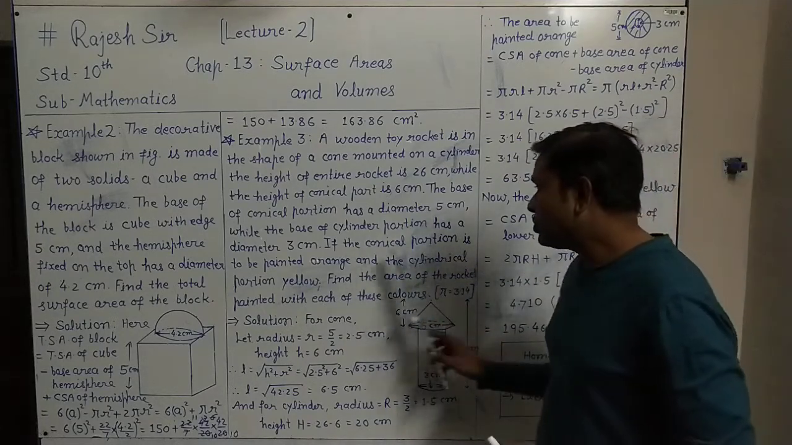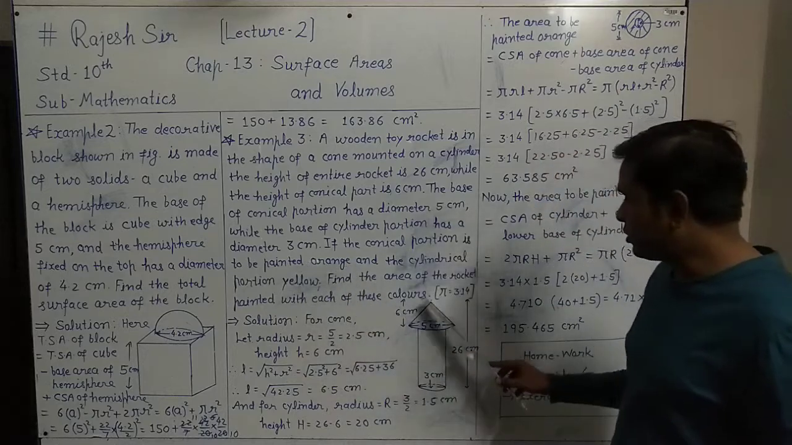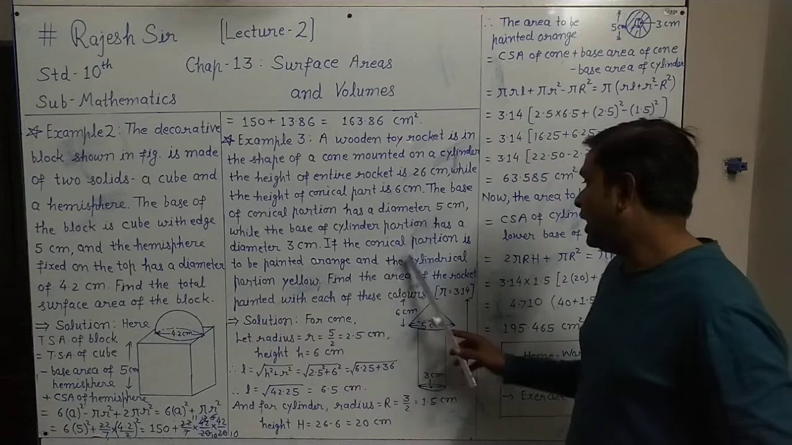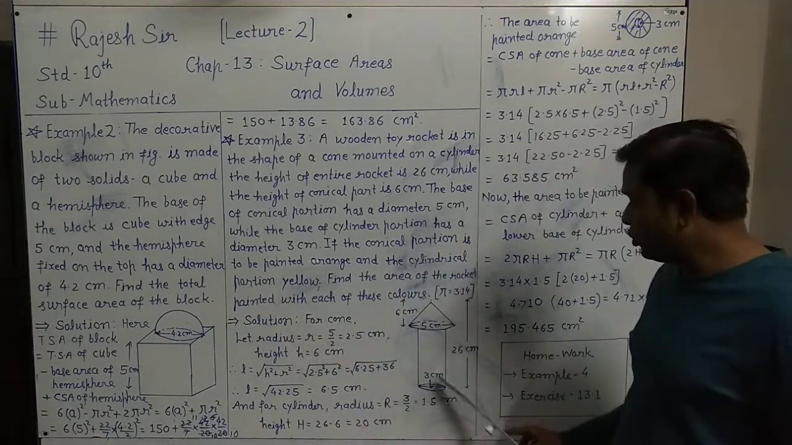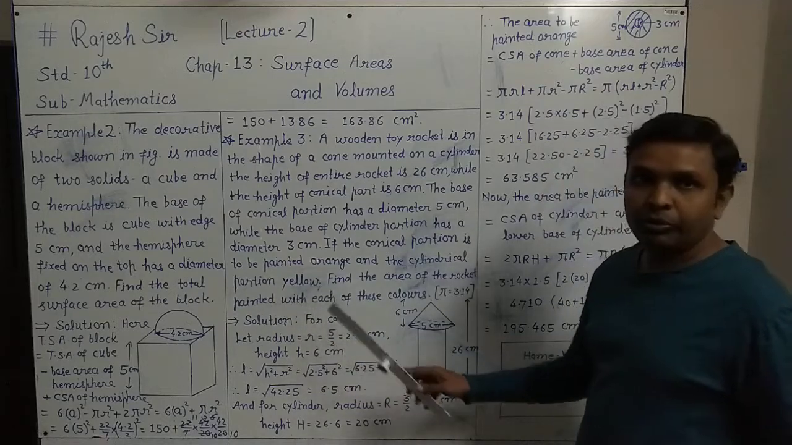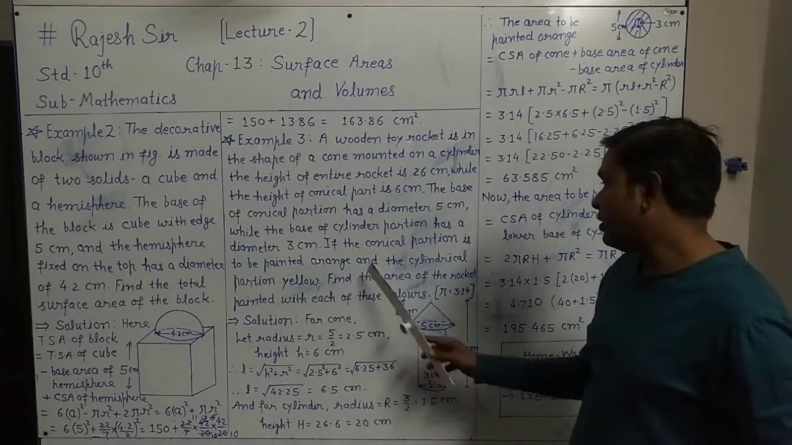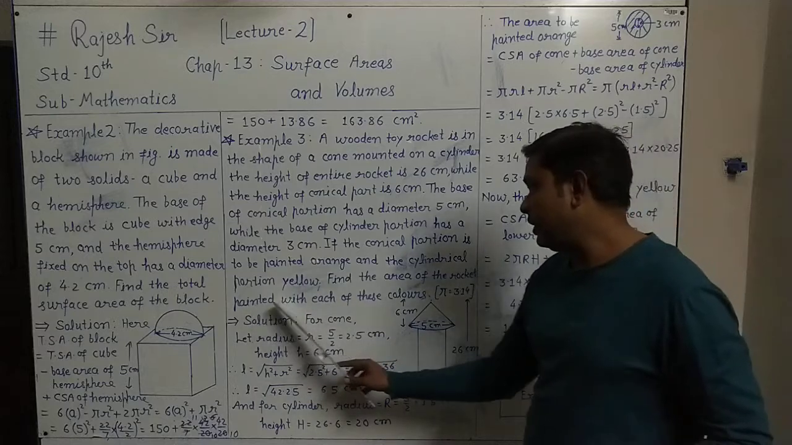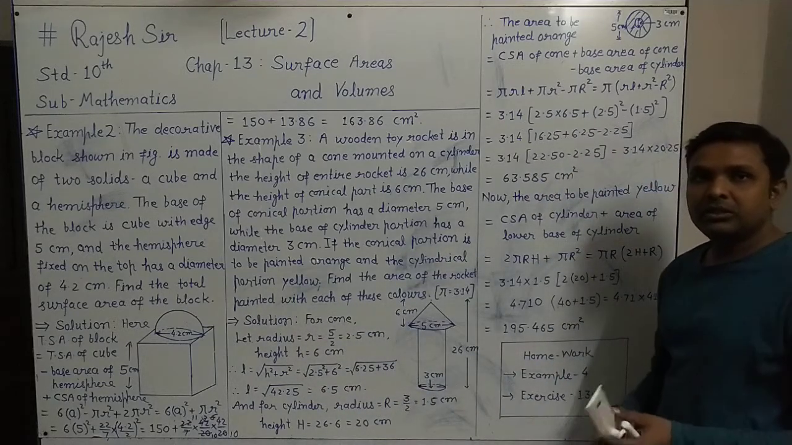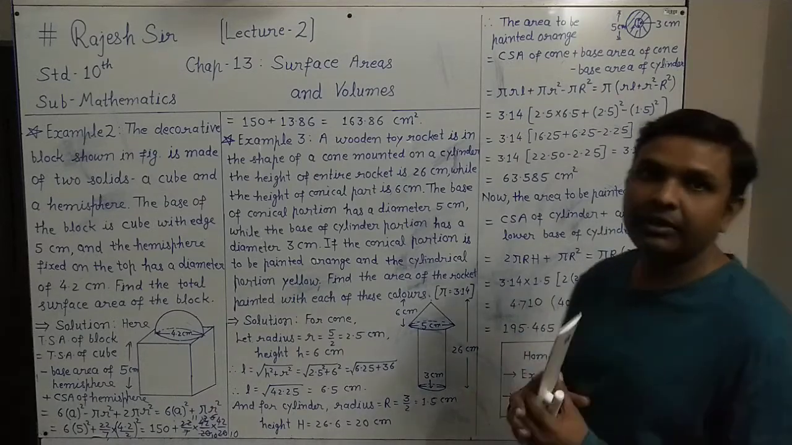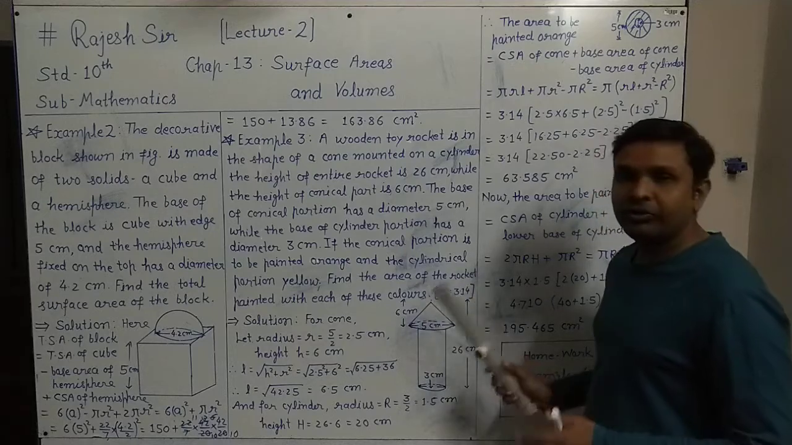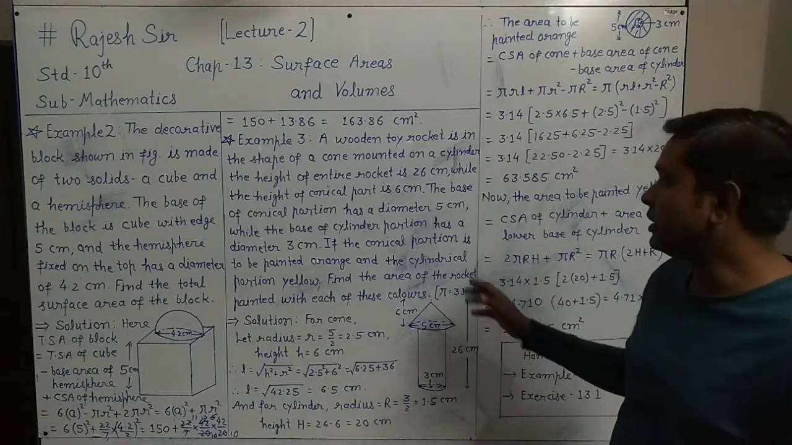If the conical portion is to be painted orange, this conical portion we want to paint in orange color, and the cylindrical portion, this remaining lower portion, is yellow. We want to paint it yellow. Find the area of the rocket painted with each of these colors. For both colors we want to find out how much area we have to color. And pi equals 3.14 we will take, as it is given in the question.